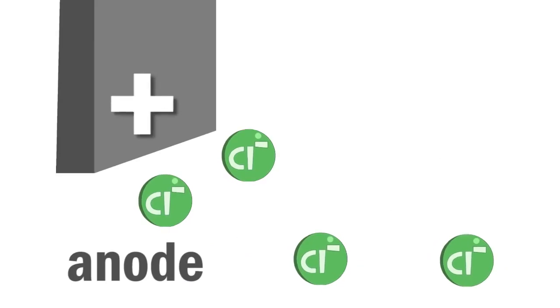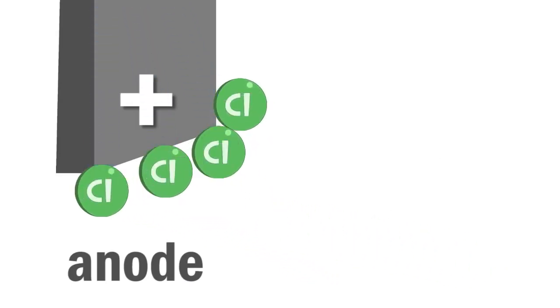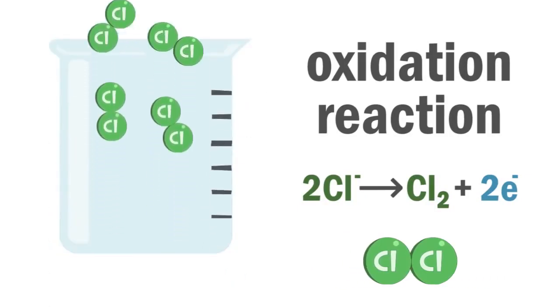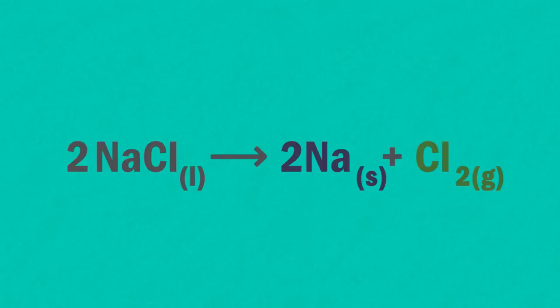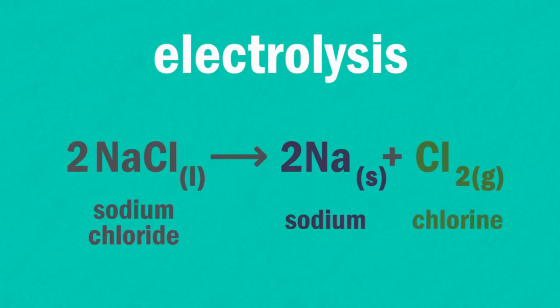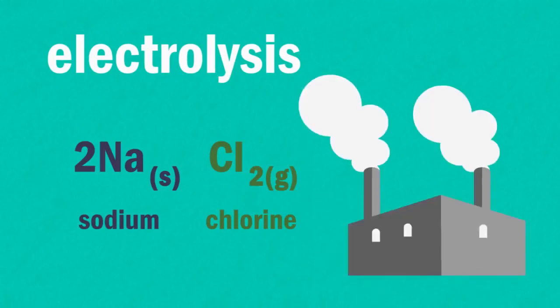At the anode or positive electrode, the chloride ions will each give up an electron and become a neutral chlorine atom. This is an oxidation reaction. The single chlorine atoms then pair up to form chlorine molecules and chlorine gas is produced. Overall, the electrolysis has split the molten sodium chloride into its elements, sodium and chlorine. And this is how sodium and chlorine are produced industrially.